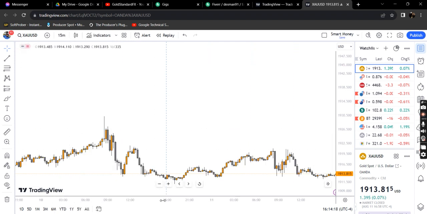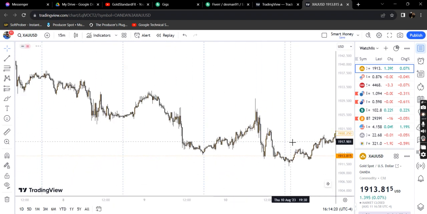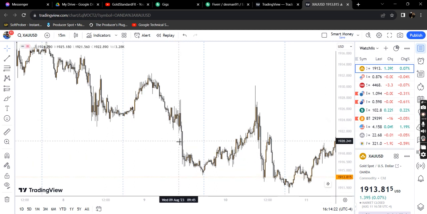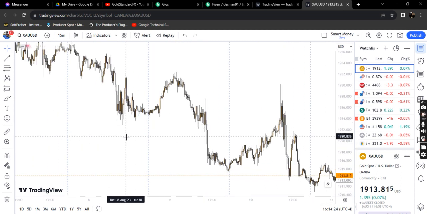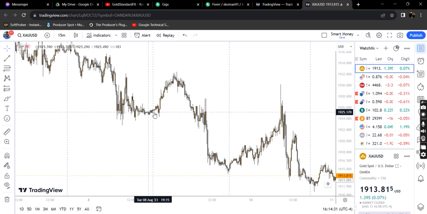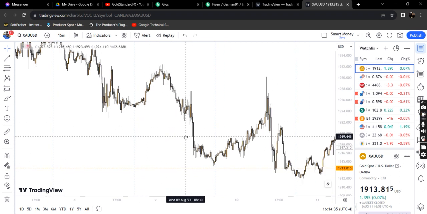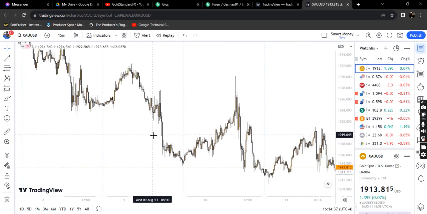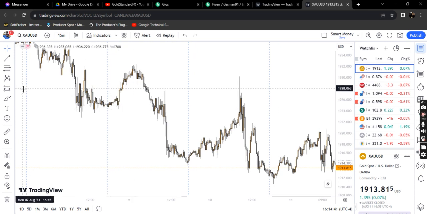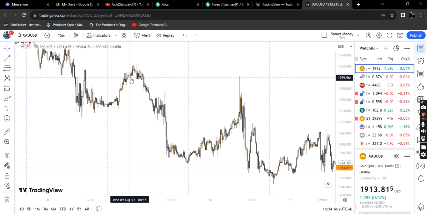For those who don't know, my type of trading, I like to keep it very simple, using no indicators, just strictly price action, and I guess you could say smart money concepts. That's a popular term these days, but I guess you could say that. So, all right, this was like Wednesday of last week.